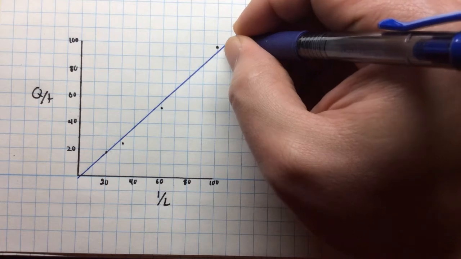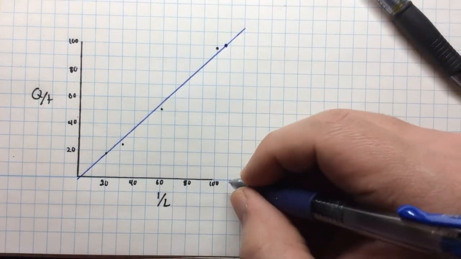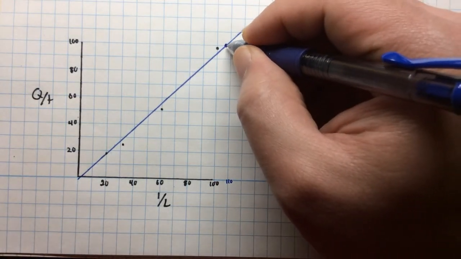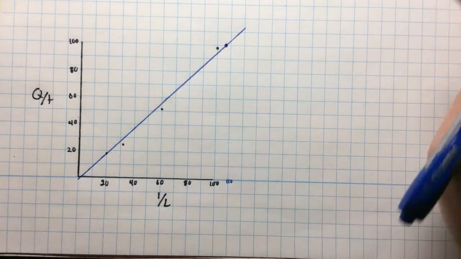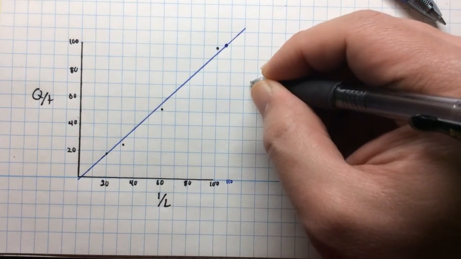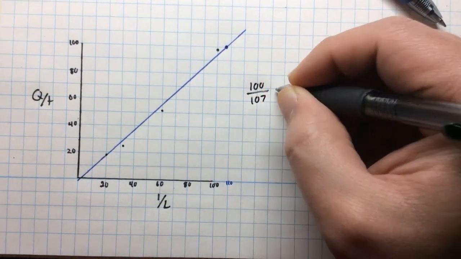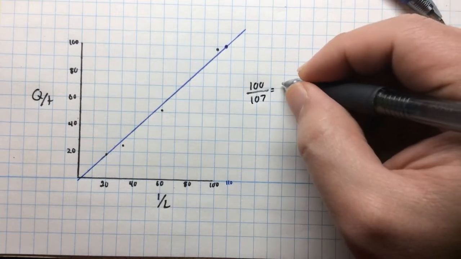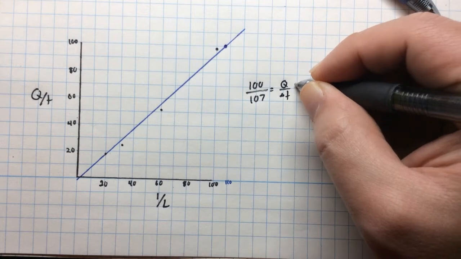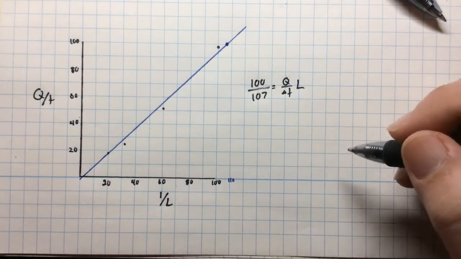I'm going to pick this point way over here because I know that's going to be 100 on the vertical, and that's going to be 110 right here. So that's just under 110. Let's call it 107. So my rise for this is going to be 100, and my run is going to be 107, and that should equal Q over delta T times L. Because if we divide by 1 over L, it's just multiplying by L.